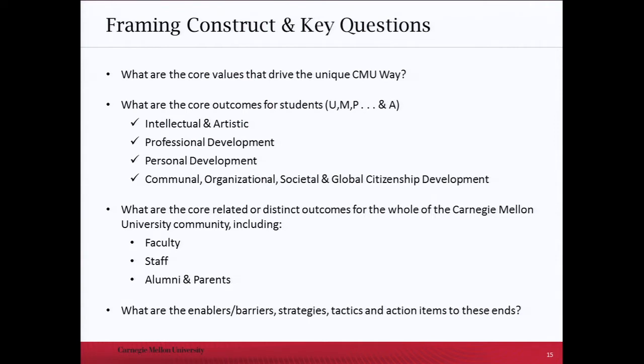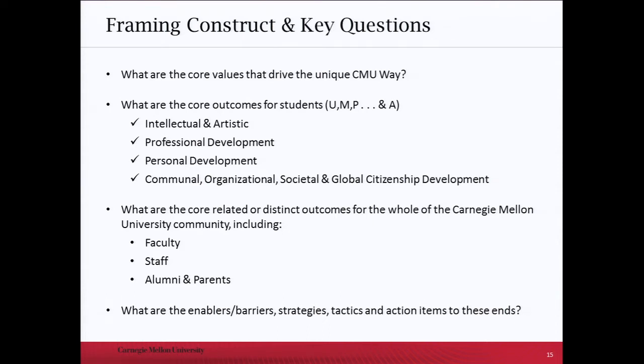So we will focus our discussion probably more on the students in today's question, but there's great resonance with the idea that we'll talk about here, that applies to the whole of the Carnegie Mellon community, and we're very interested in your thoughts about that.